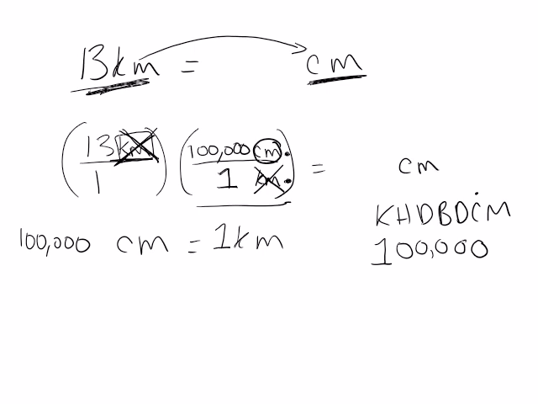So in your calculator, let's do our math. 13 multiplied by 100,000 divided by 1 times 1, which is 1. So 13 times 100,000, as you know, will give us 1,300,000.